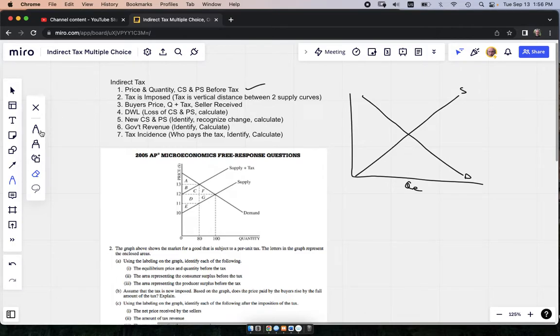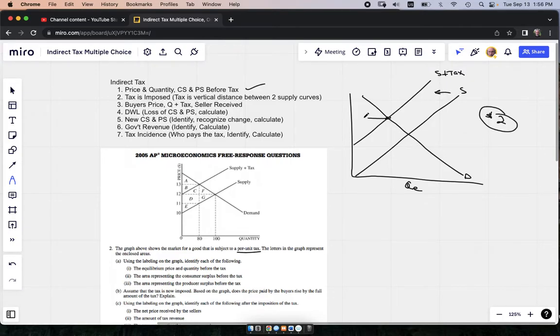So, easy enough. Now, understand that they're going to give you a tax on a good. They're just going to say there's a $2 tax, a per unit tax. They could say this is going to shift supply to the left. We'll call it S plus tax. This is the supply curve after the tax. It's shifted to the left.